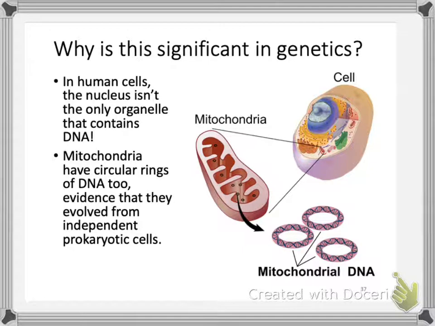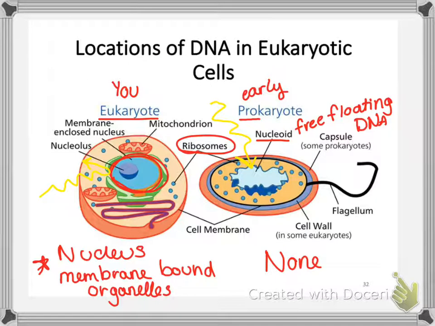Okay, well, it means that in humans, the nucleus isn't the only place that has DNA. Okay, mitochondria also have DNA. They have circular rings, just like bacteria do. If we jump way back to this picture, okay, eukaryotic chromosomes are linear, and when they're duplicated, they look like X's. Okay? This prokaryote basically has a big ring of DNA. It has circular chromosomes, not linear chromosomes.